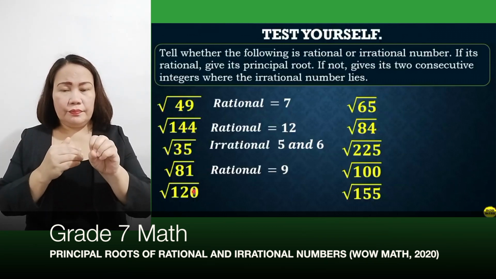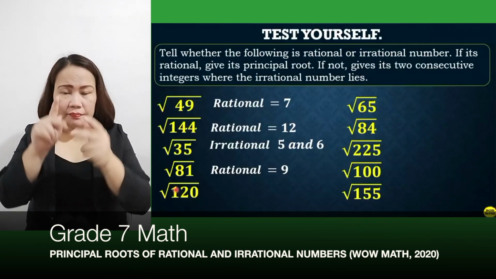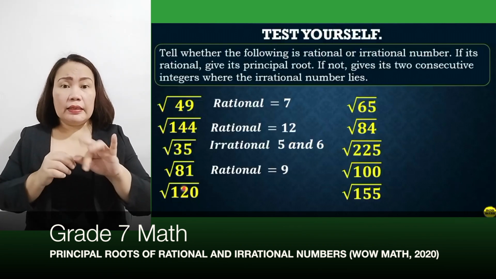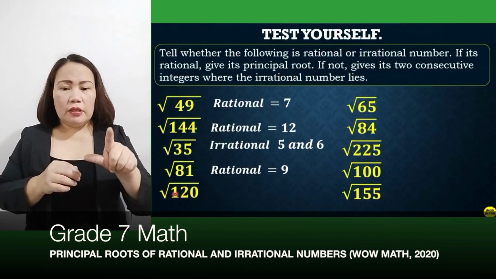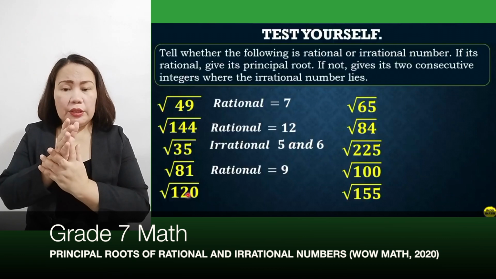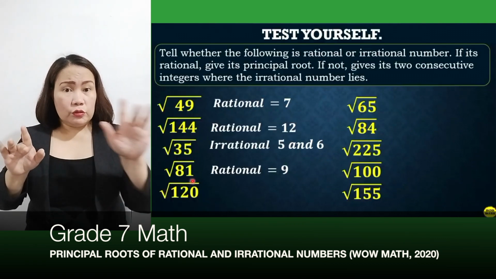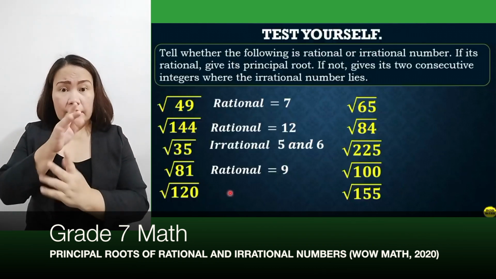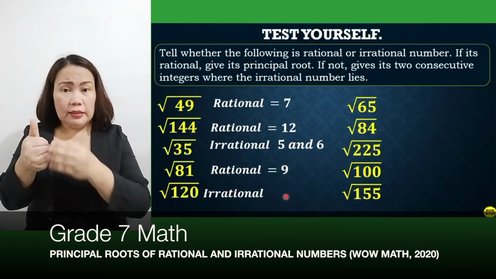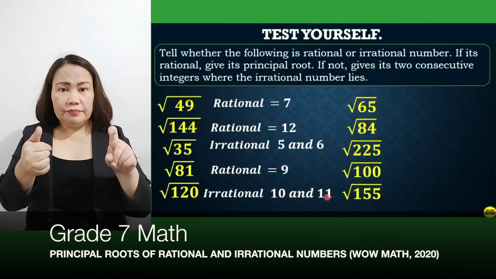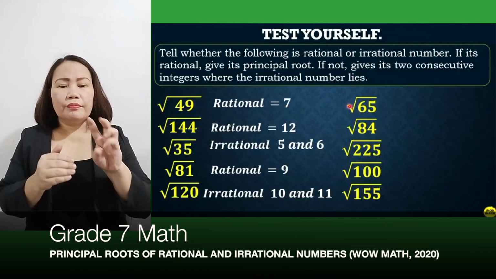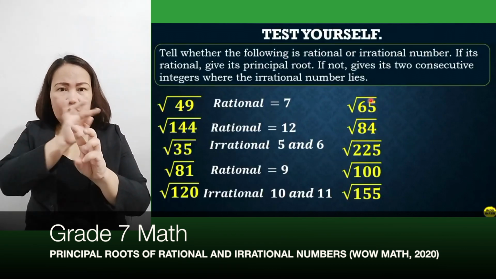Okay, next. Square root of 120. This is not a perfect square. And this is between, saan siya napapagitna ng dalawang perfect squares? Nasa gitna siya ni square root of 100 and square root of 121. So, this is irrational. So, 100 is 10. 121 is 11.